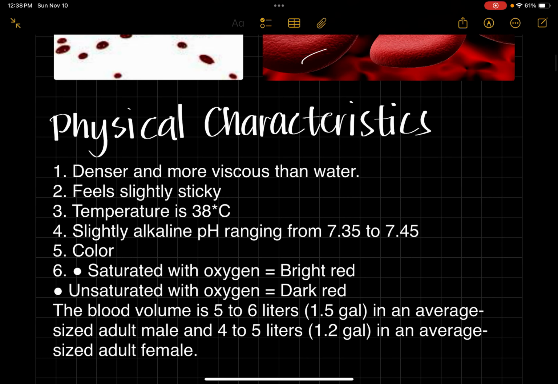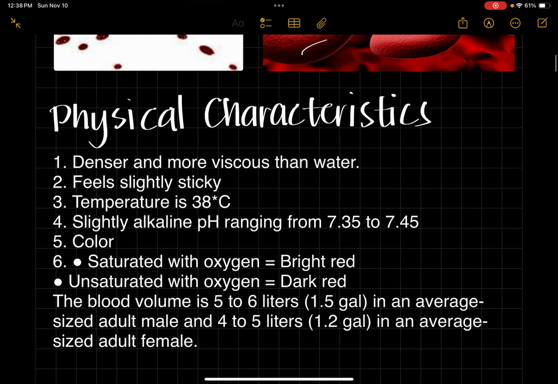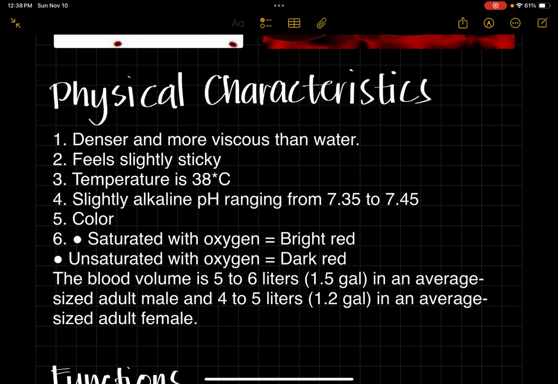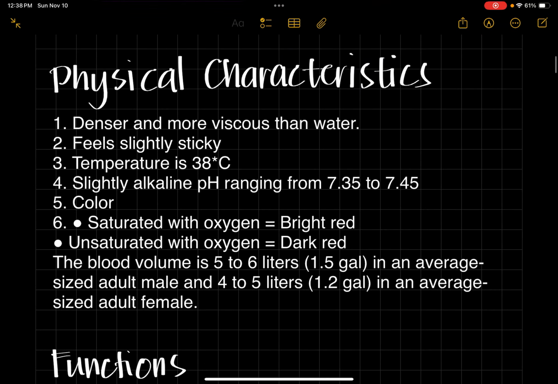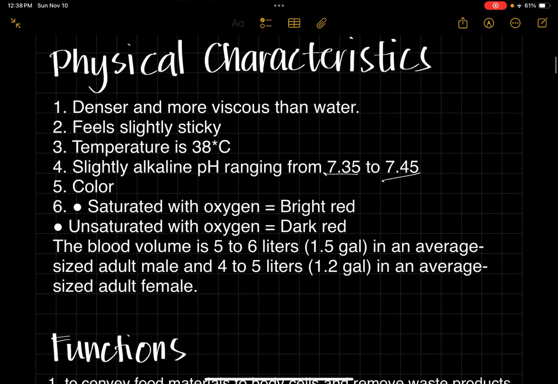Going forward, we have physical characteristics. Blood is denser and more viscous than water. It feels slightly sticky. The temperature is 38 degrees Celsius and slightly alkaline pH, ranging from 7.35 to 7.45, and its color is red, no? And saturated with oxygen, bright red siya. Kung unsaturated with oxygen, darker red siya.